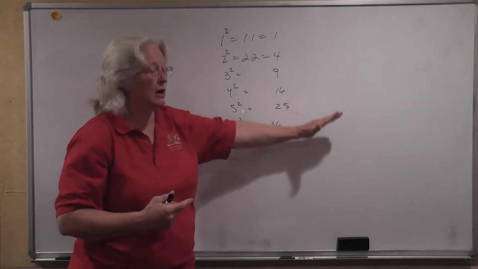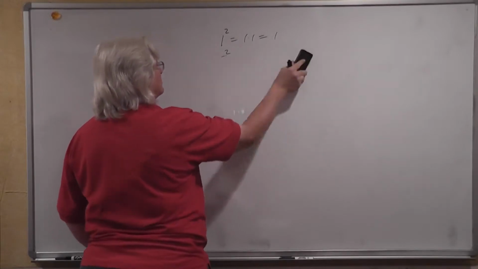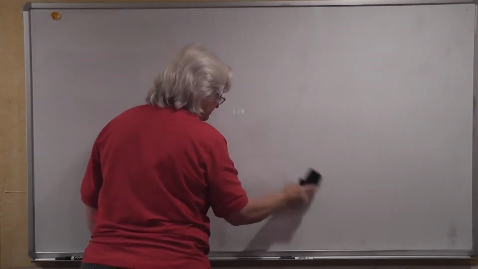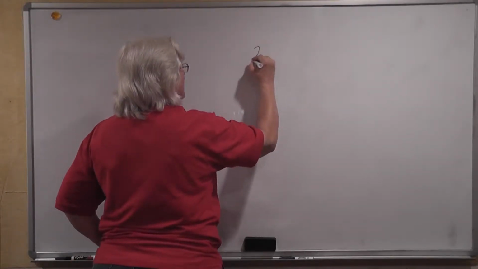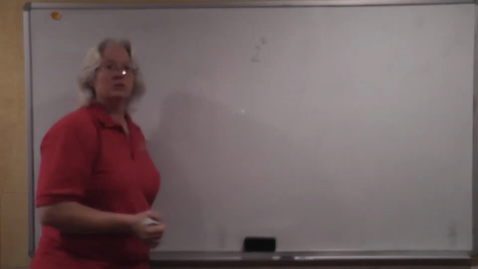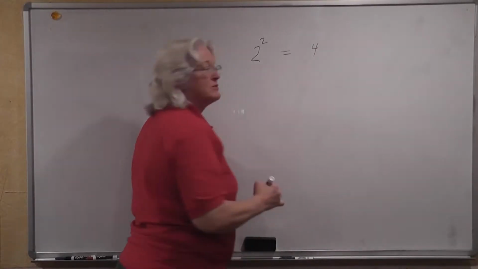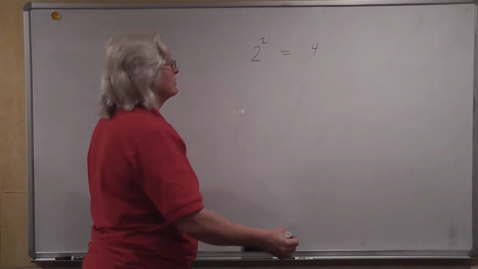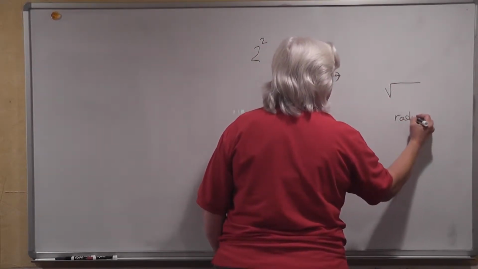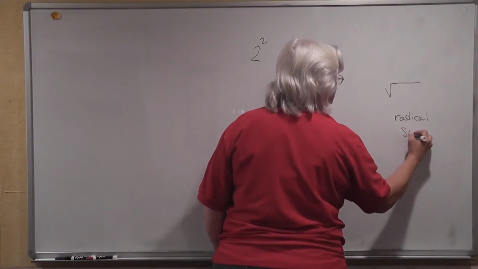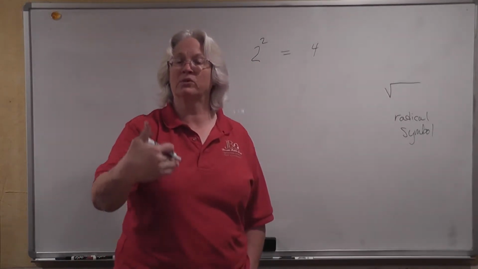So now that you're reminded what it means to square a number, and what perfect squares are, I want to introduce the concept of a square root. 2 squared is equal to 4. There's this symbol, it sort of looks like a long check mark. This is called a radical sign, or a radical symbol. And that's what we call we're taking the square root.